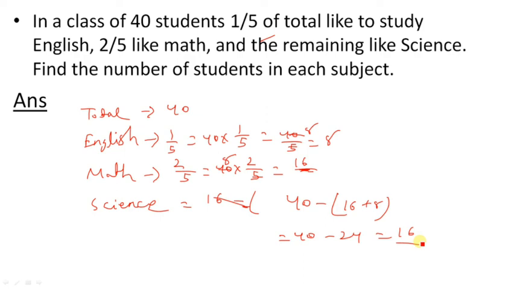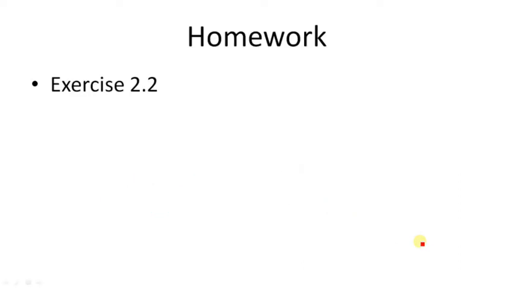Okay. Look at what I did here. We found the fractions of whole numbers. The total was 40. We first found 1 by 5 of 40, then 2 by 5 of 40, then the remaining.